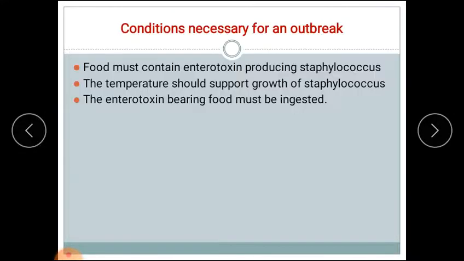Then this was about the symptoms, sources, means where this organism is found, what is the character of enterotoxin, where they are, which food supports the growth of the organism, then symptoms and how the outbreak occurs. Now once the occurrence is there, or when one wants to prevent themselves from food poisoning, then what are the prevention measures?